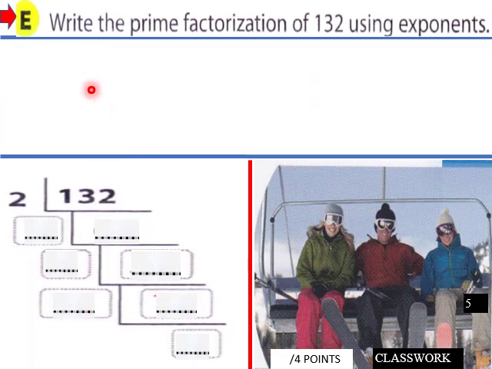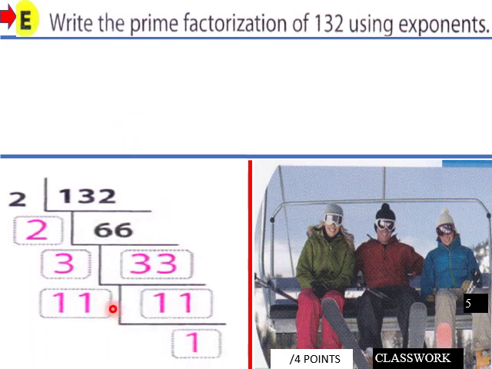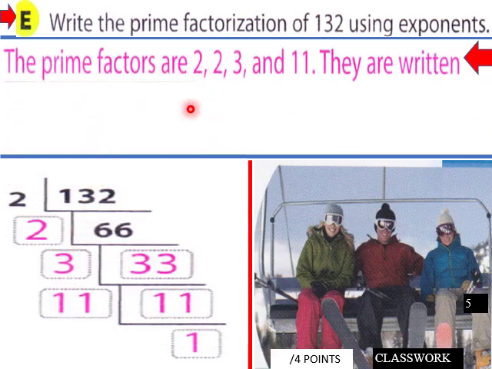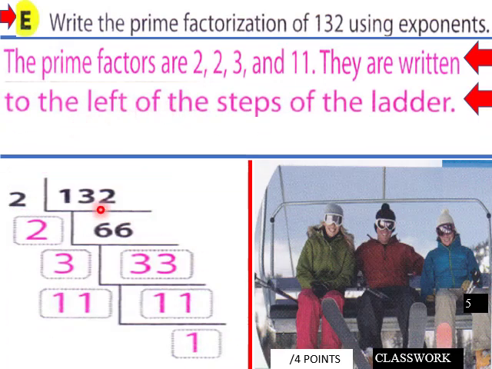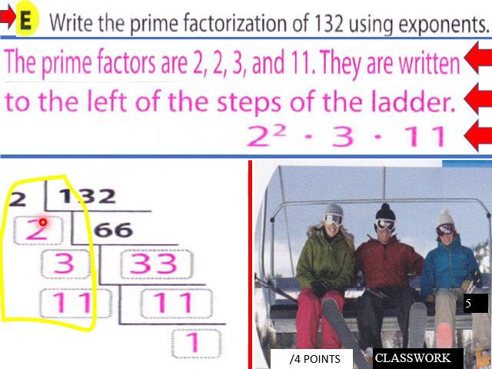Okay, let's write the prime factorization of 132 using exponents. Now that we have prime factors, we can use exponents to put our factors in exponential form. The prime factors are 2, 2, 3, and 11. They are written to the left of the steps of the ladder, with a yellow sketch around them. So 2 squared, we have two 2's, right? So we can write this as 2 squared times 3 times 11. Here is writing the factors using exponents.